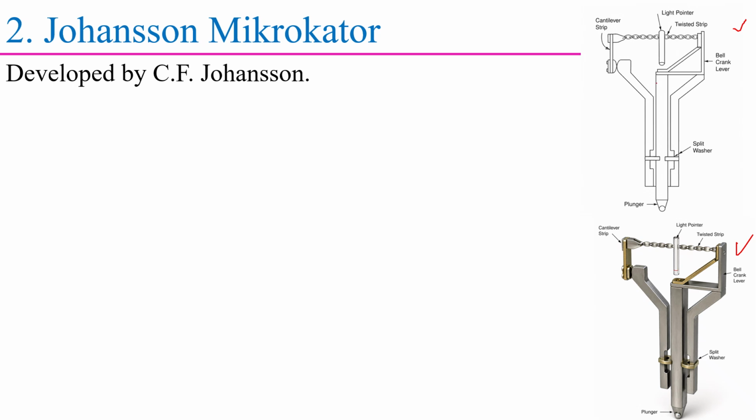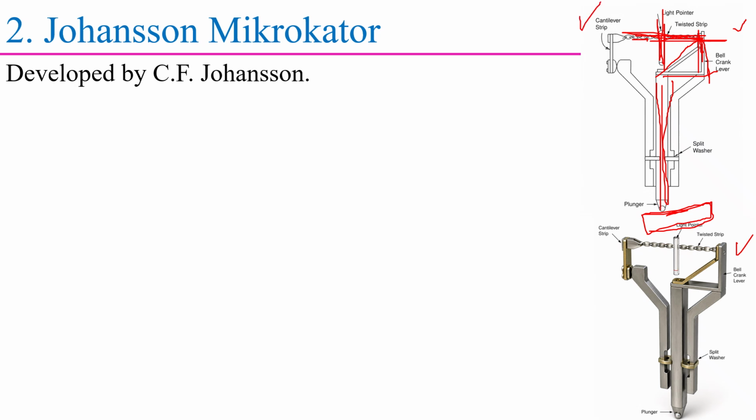So here observe, first one is the plunger. In general, this plunger is contacting the workpiece and this is connected to the bell crank lever, and this bell crank lever is connected to the twisted strip, and in the center of the twisted strip there is a light pointer, and moreover at the end of this twisted strip there is the cantilever strip.